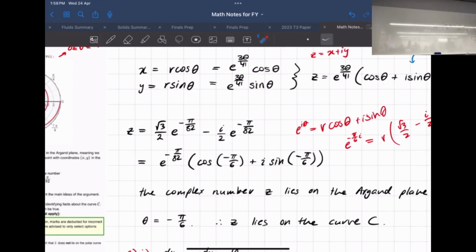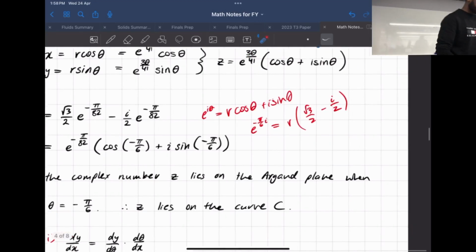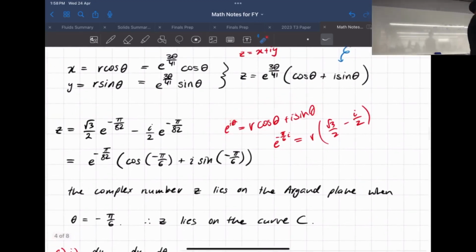Why is it not just pi on 6? So if you sub in, back to this equation over here, if you sub in just pi on 6, you end up getting, now we go, but this becomes i on 2. So this plus. But what we're looking for is a minus of that.